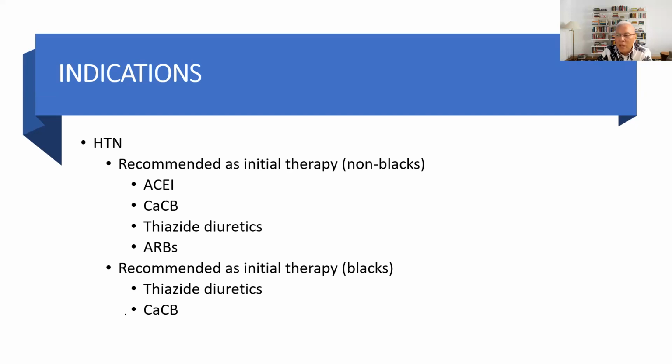hypertension. Okay, so remember this because it has come out in the NCLEX before that the Black population will respond better to thiazide diuretics and calcium channel blockers. Okay, so the non-Black population are going to have ACE inhibitors as the first drug of choice for the management of hypertension, or calcium channel blockers, or thiazide diuretics, and angiotensin receptor blockers.